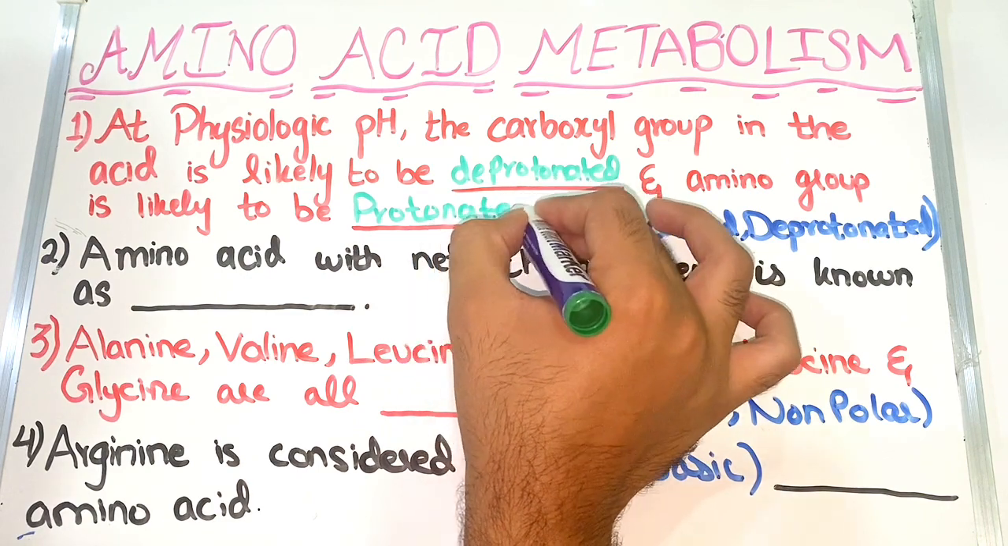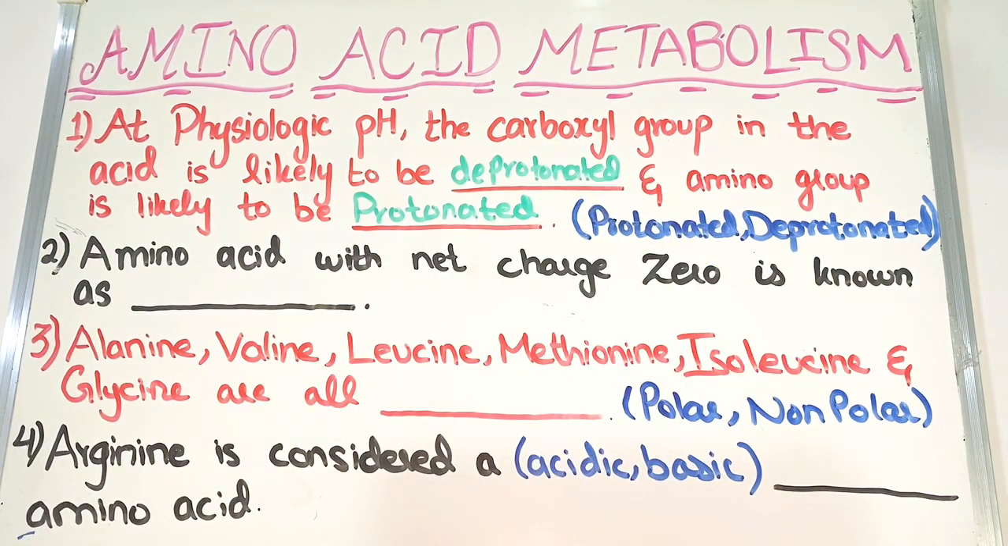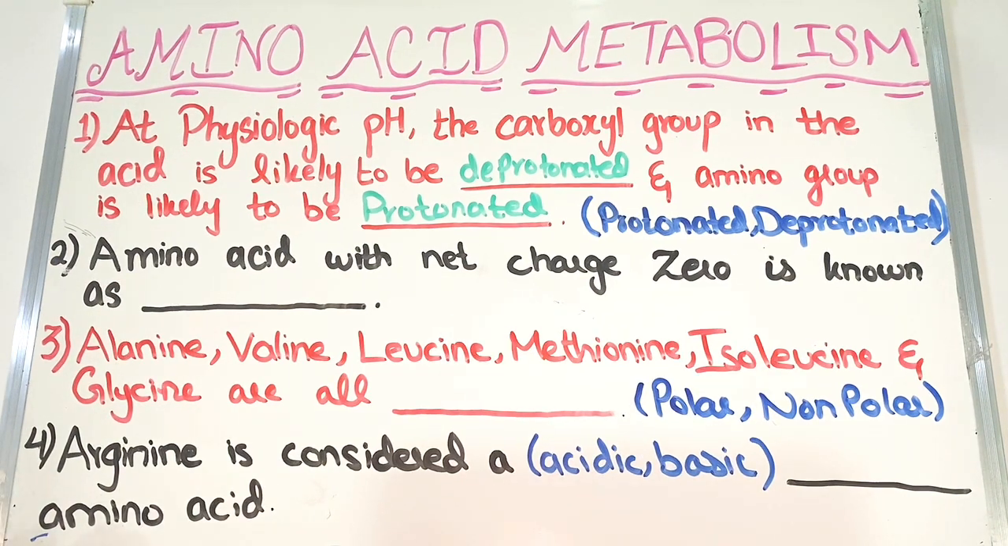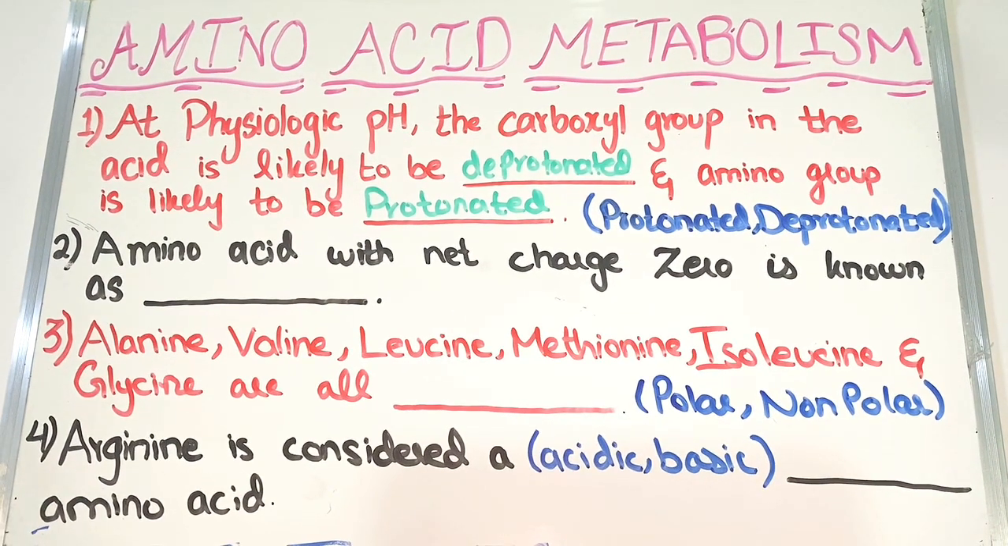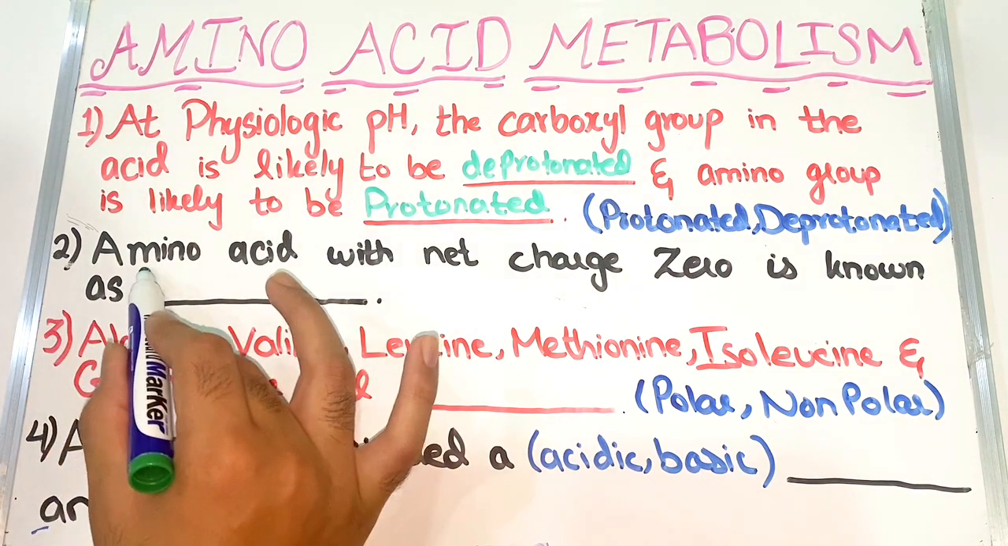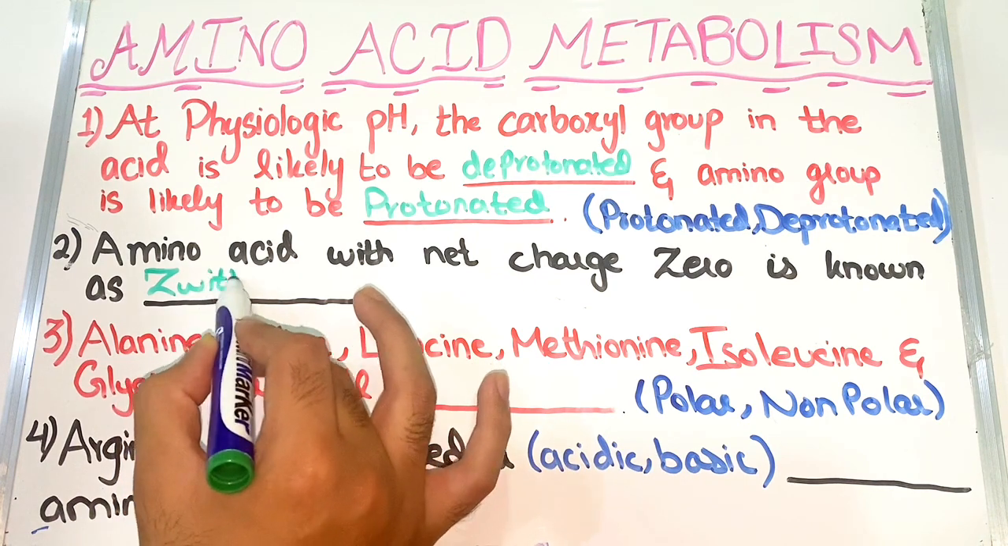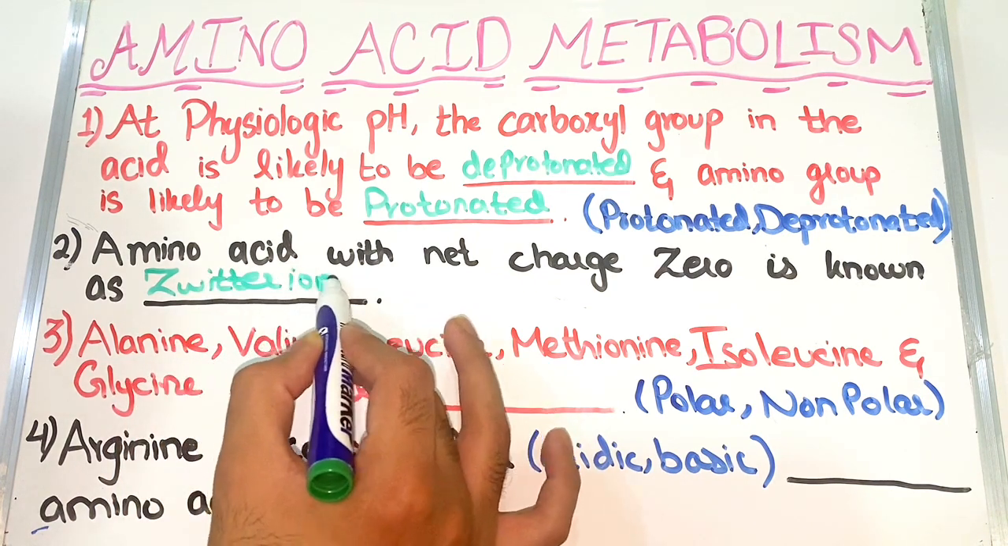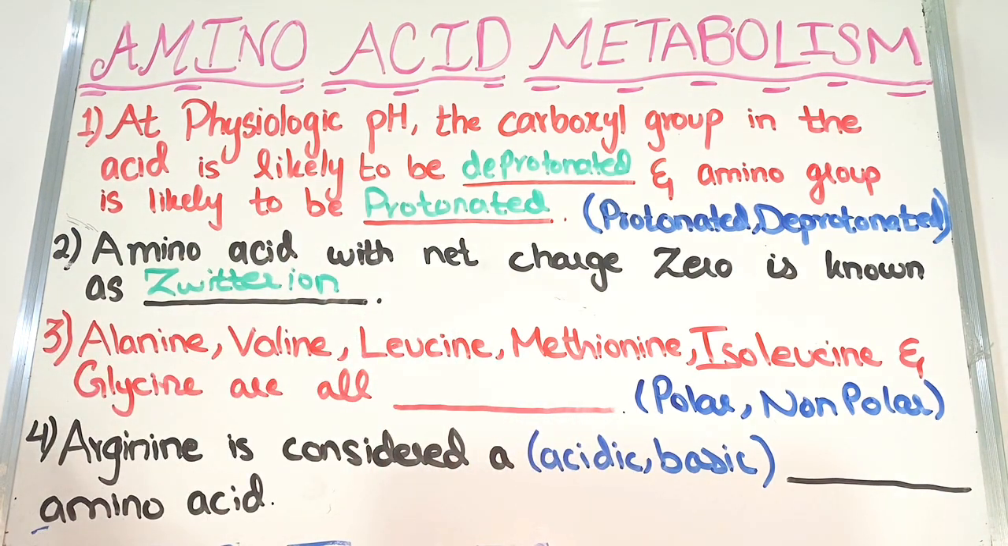So now let's move on to the second question, which is: an amino acid with net charge 0 is known as. It is a new question for you, and I prepared these questions so that they also enhance your concepts. So the ion with zero charge is called a zwitterion. It is a new term for you. I will suggest you remember this.